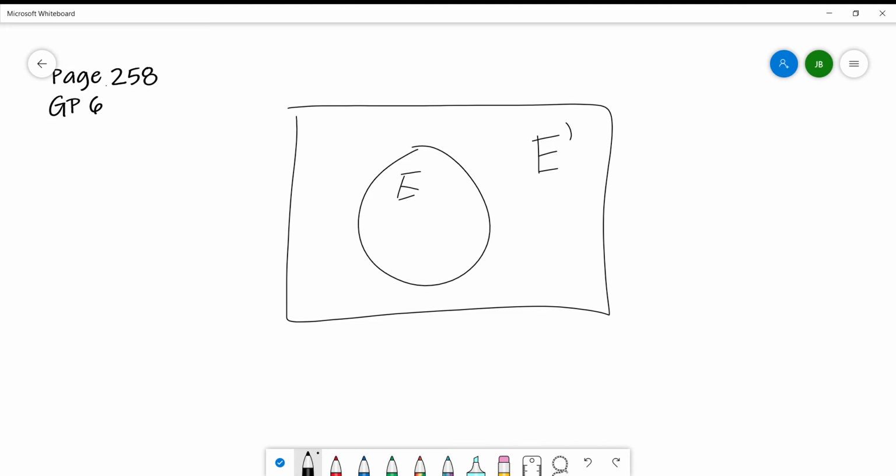Also, the probability of E and the probability of E prime, the complement of E. I need to get rid of that old habit. I need to shake it off.